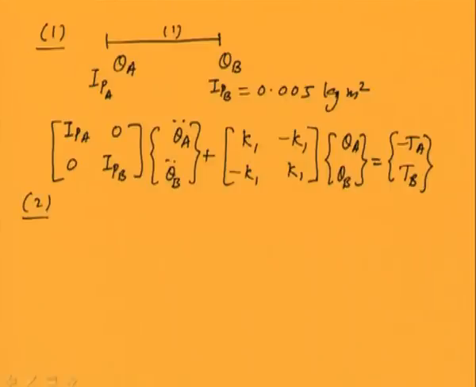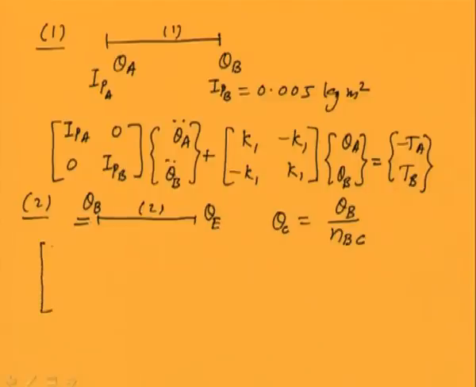Similarly, for element 2, here we have theta B, and here we have theta E. Theta C is related with theta B by gear ratio BC. So we are able to eliminate theta C from this element. So the elemental equation will be IPC by NBC square, 0.